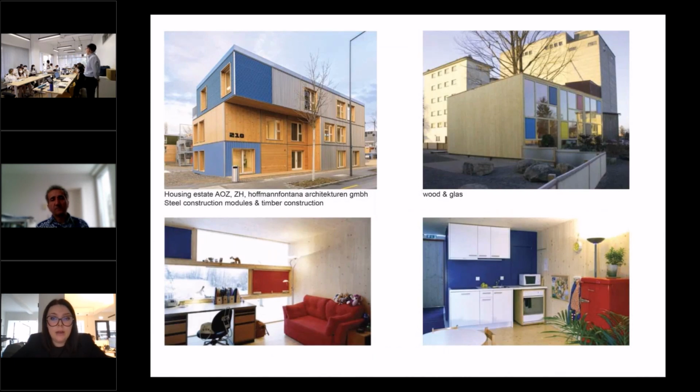Here are other examples of housing estates. These modules are built from steel construction, but also wood and glass. It's a combination. You can see the outside, but also the inside. It's really a simple build, but it meets all the needs you have.